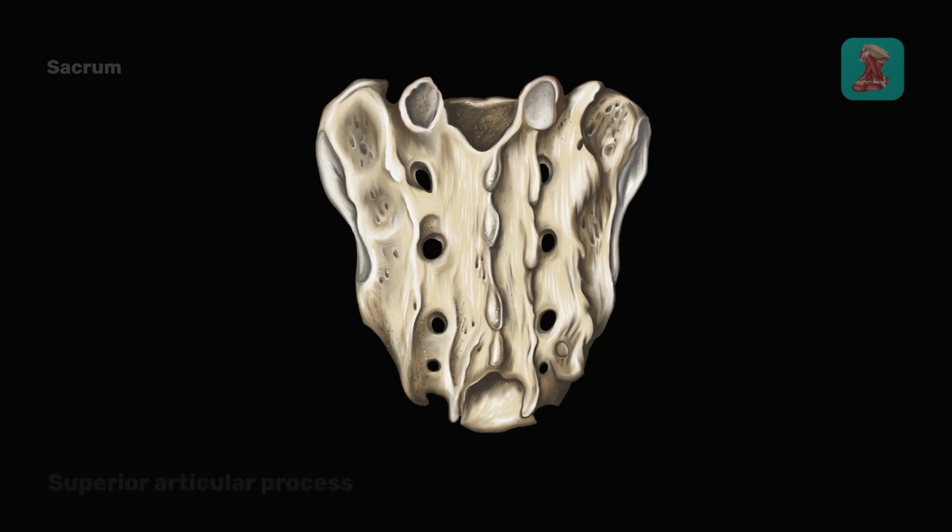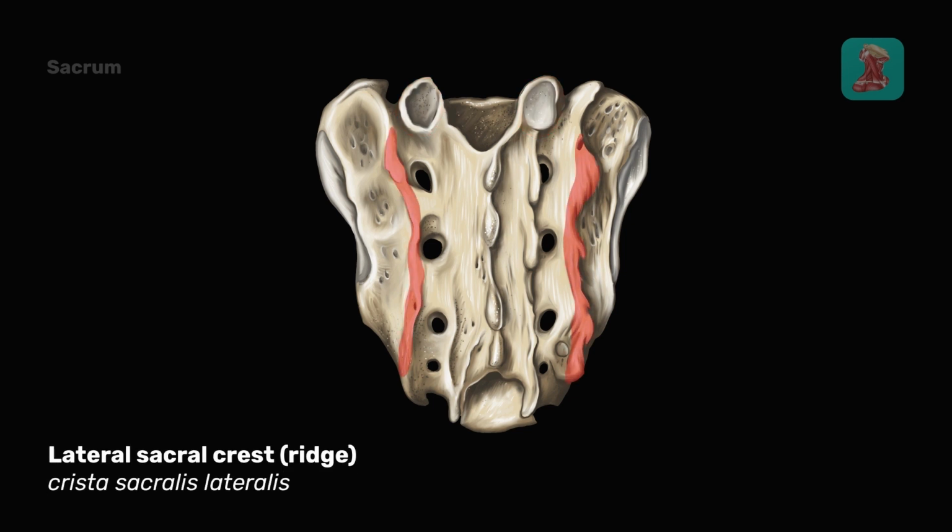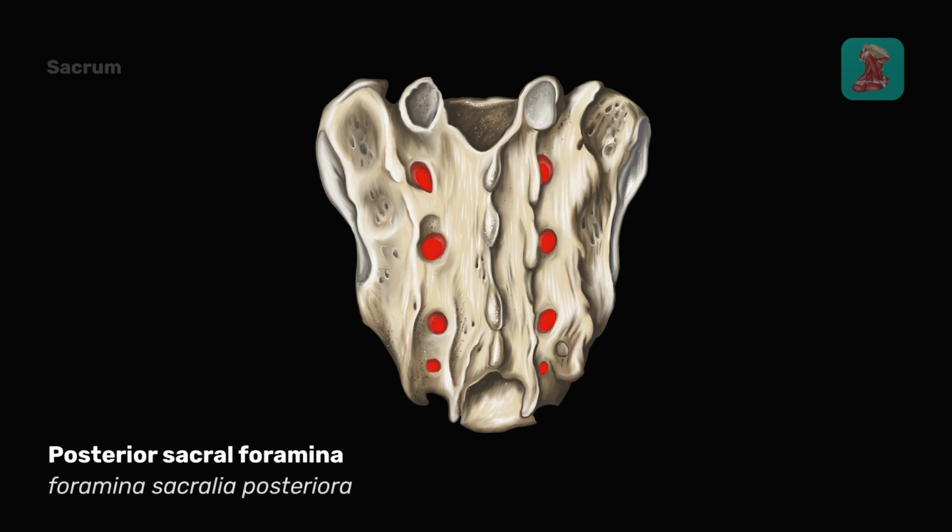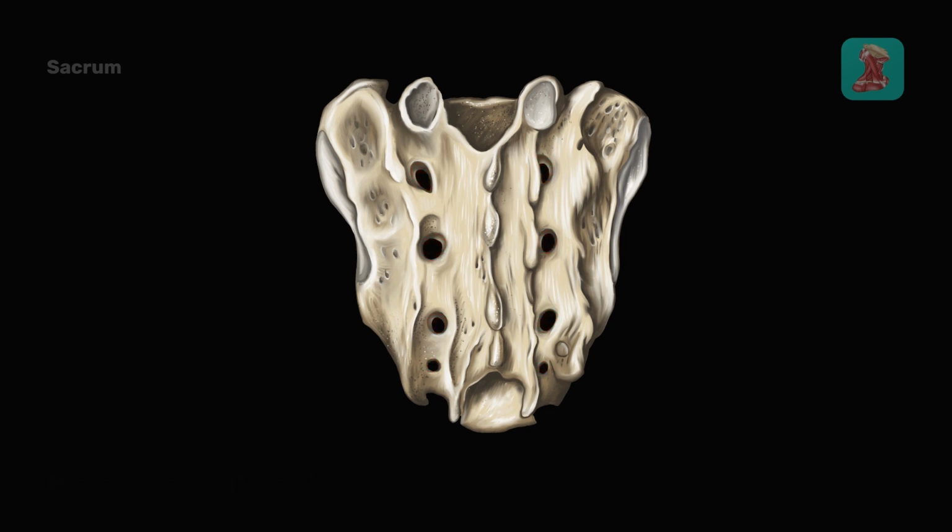More laterally is the lateral sacral crest, the result of the displacement of the transverse processes. Between the intermediate and lateral crest are the posterior sacral foramina. The posterior branches of the spinal nerves pass through them. At the base of the dorsal side, we see the entrance to the sacral canal.